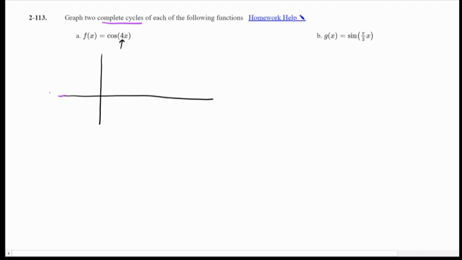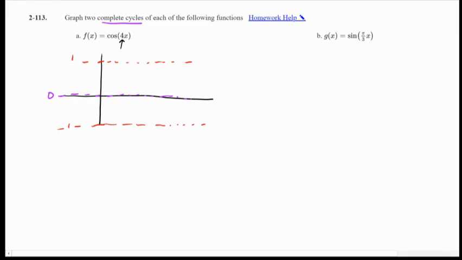The midline will be at 0. So I'll do the midline here in purple. The maximum here at 1. The minimum here at -1. So my whole function is just going to bounce back and forth between those.